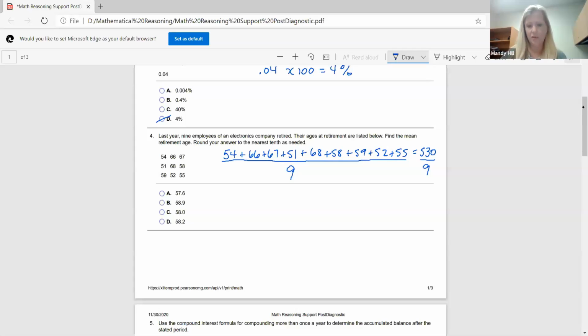So 530 divided by 9 comes out to be 58.8, repeating. Okay. And since that would be an 8 that's next, and we want to round it to the 10th place, which is our first decimal place, since this 8 is bigger than 5, we want to round up and make that a 9. So that correct answer would be B, 58.9.